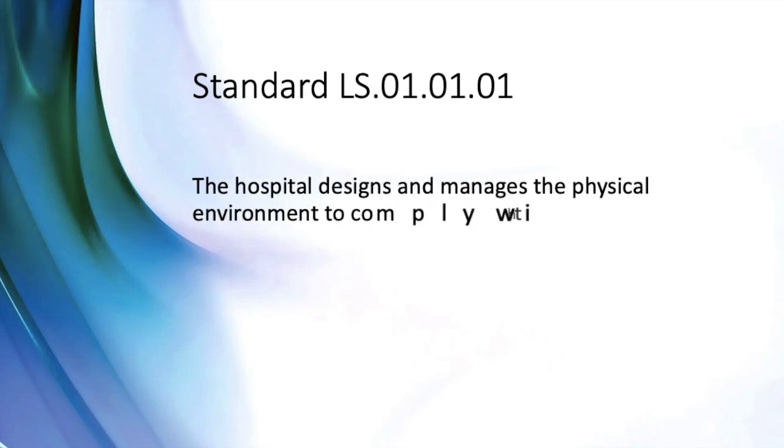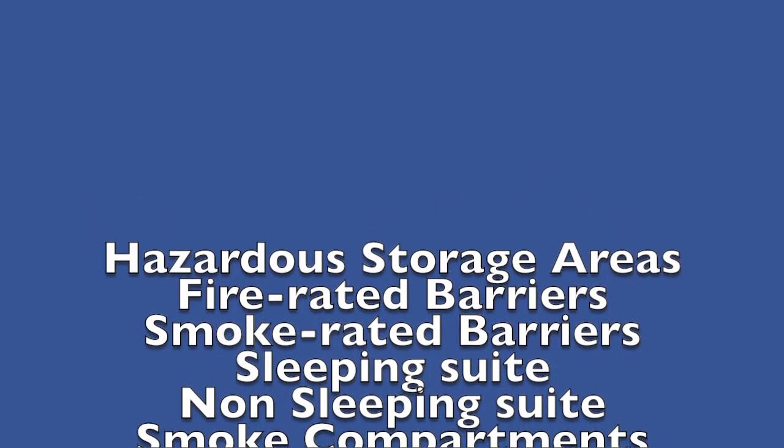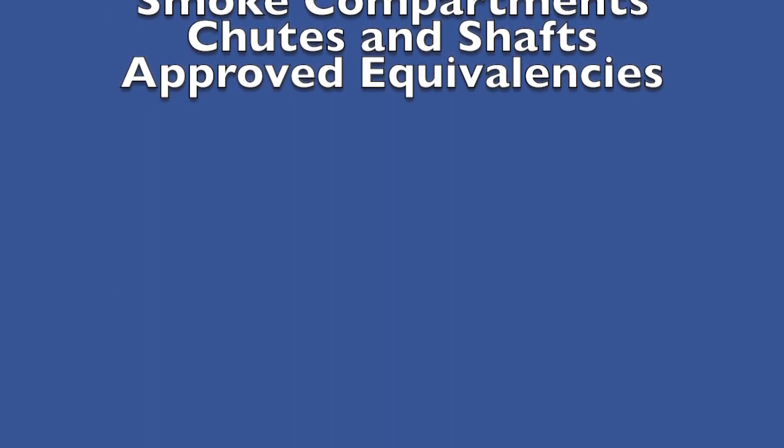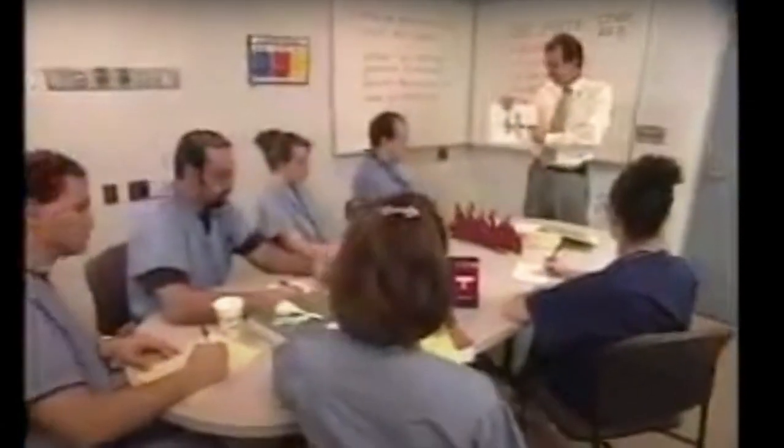LS.01.01.01: The hospital designs and manages the physical environment to comply with the Life Safety Code. The Life Safety Code is an effective way to identify and minimize risks. The hospital continually assesses the compliance of the building and makes sure it is up to code. The managers are continually monitoring and assessing the building, making sure that inspections are being done and the codes are up to date.